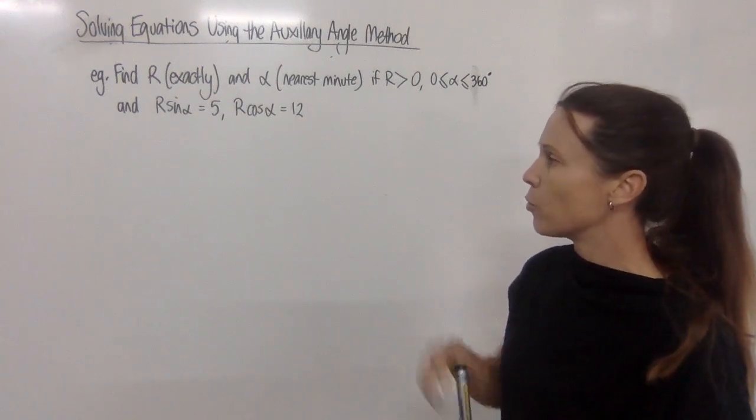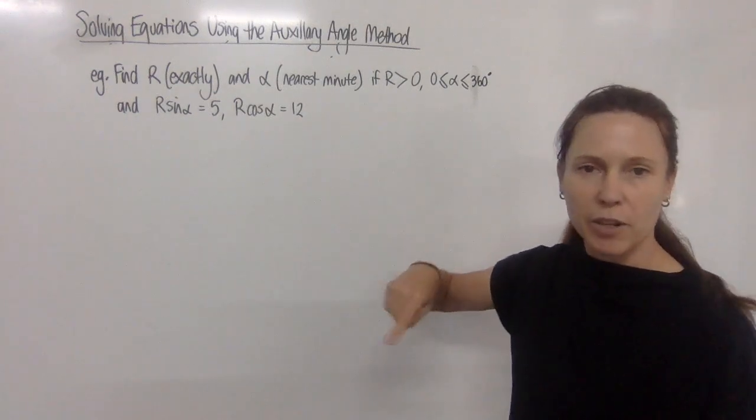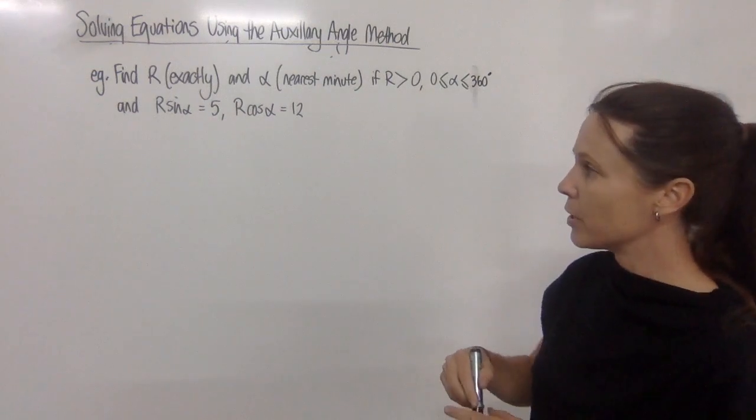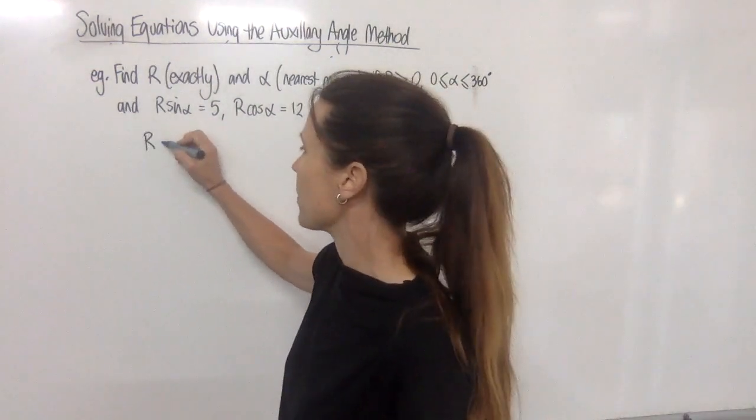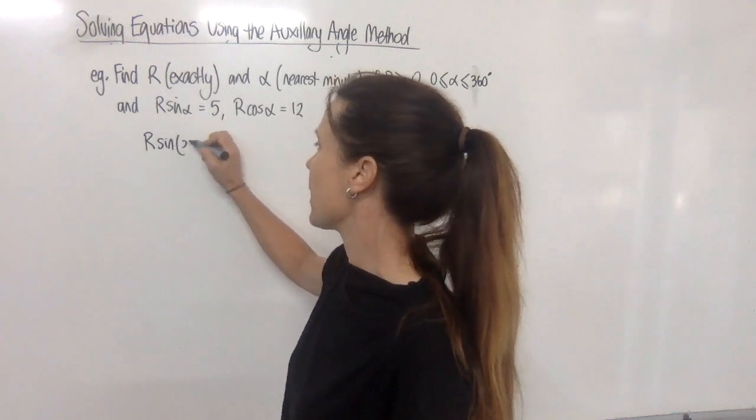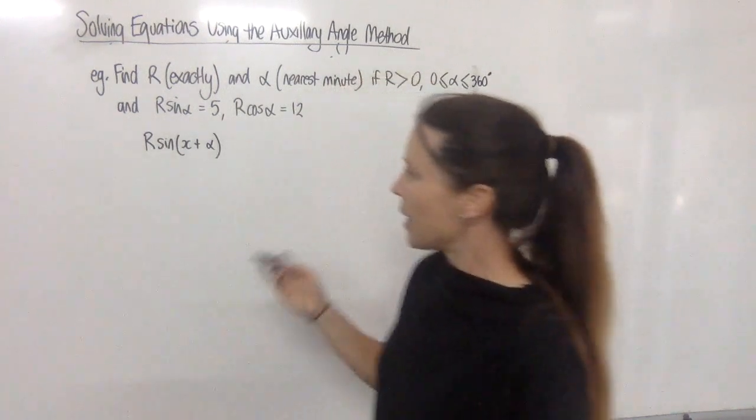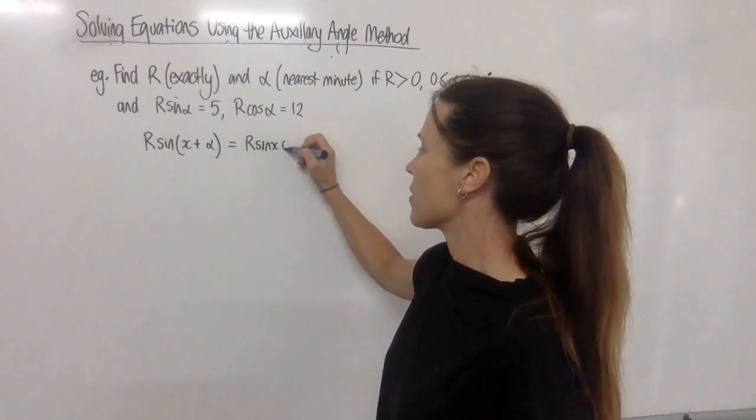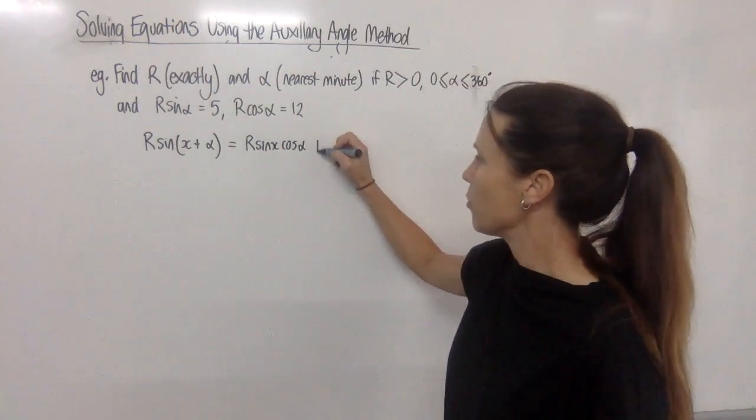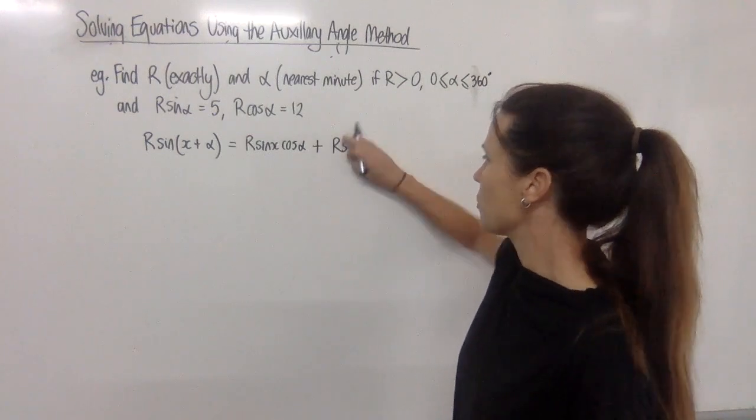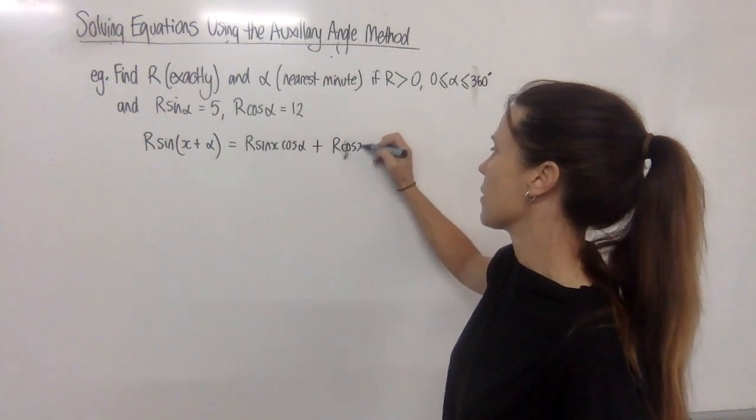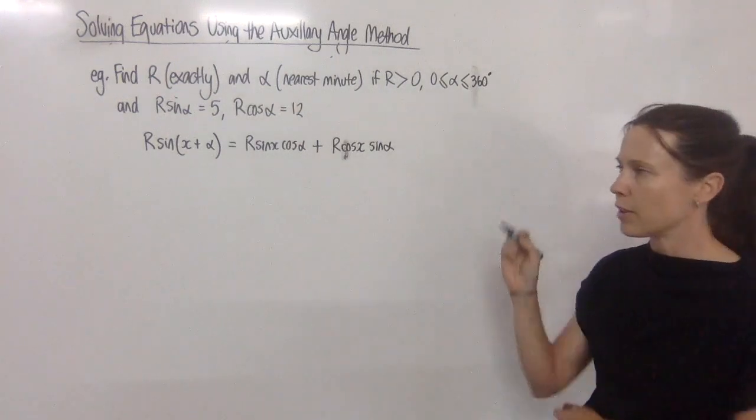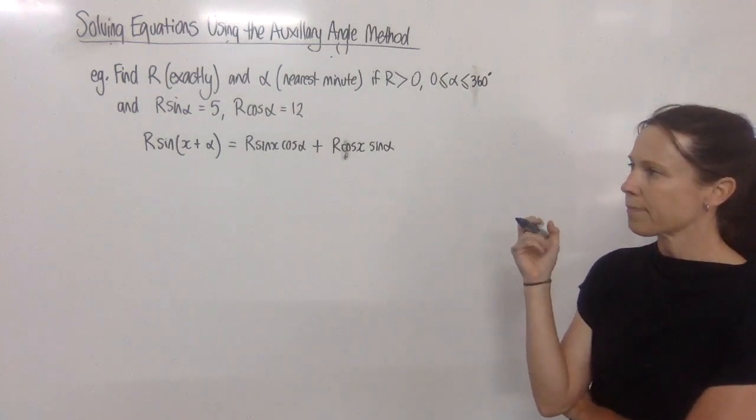But we can't find r yet. We need to go to our second step, which is to just choose one of the forms and write it out and have a look at what we know. So pick a form. I'm going to pick for this one r sine x plus alpha, and go ahead and expand it out. That gives me r sine x cos alpha plus r cos x sine alpha.